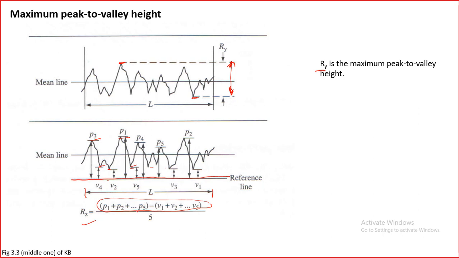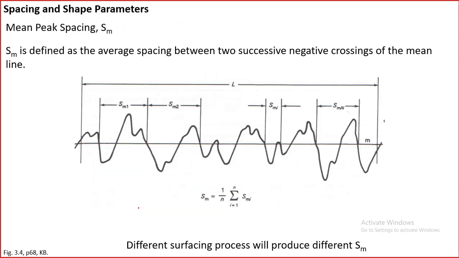For example, precision tolerancing or wear of a soft surface by a hard one. Another is the spacing and shape parameter. The mean peak spacing, SM, is defined as the average spacing between two successive negative crossings of the mean line. For example, here is a negative crossing going this way. We measure SM1, similarly SM2. If we go here, then we are going up and then again going down here. So SM2, similarly SM3, 4, 5, and we can take a mean of that. This gives us the mean peak spacing SM.